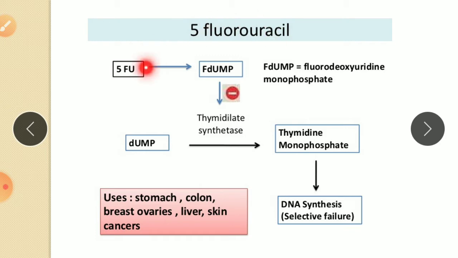So this is the summary of the mechanism of action of 5-fluorouracil as a pyrimidine analog. First, 5-fluorouracil is converted into its active form called FdUMP, fluorodeoxyuridine monophosphate. This activated form inhibits the main reaction, that is the conversion of dUMP, deoxyuridine monophosphate, into thymidine monophosphate by the enzyme thymidylate synthase, and this reaction is inhibited. Therefore DNA synthesis is also inhibited.